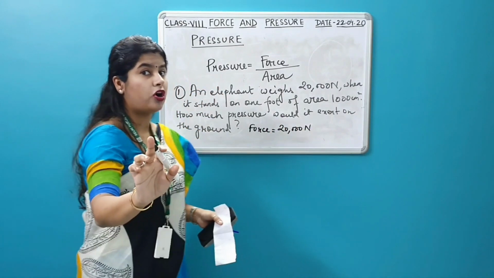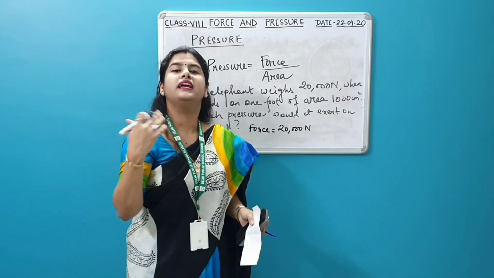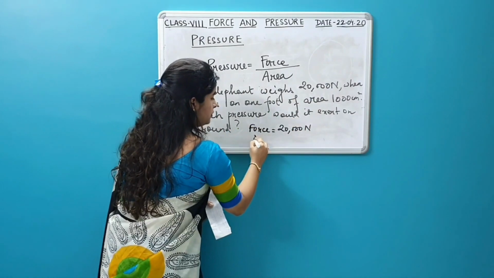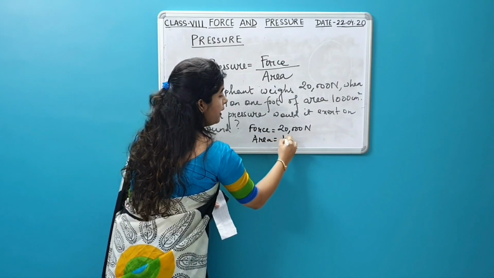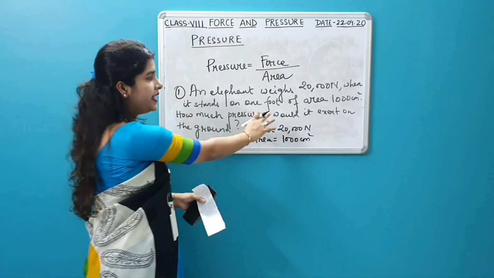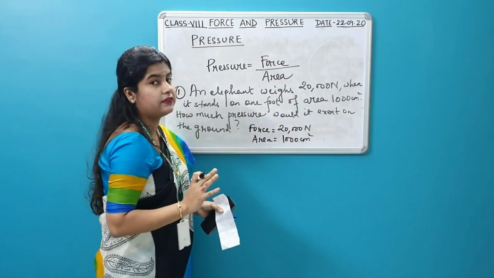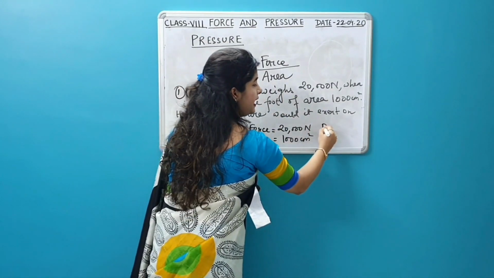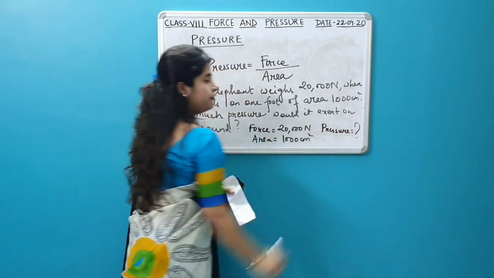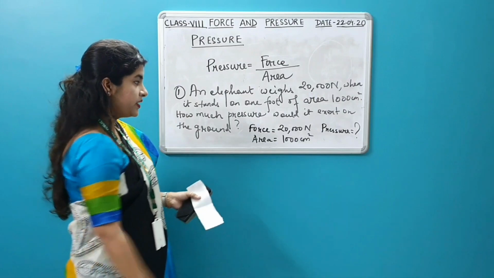The first thing I have got is force, which is already given to me. The second thing is area. How much is the area given to me? 1000 centimeters square. So I have extracted the two things that are given to me. And what is the third thing I have to find out? Pressure is the third thing I have to find out.